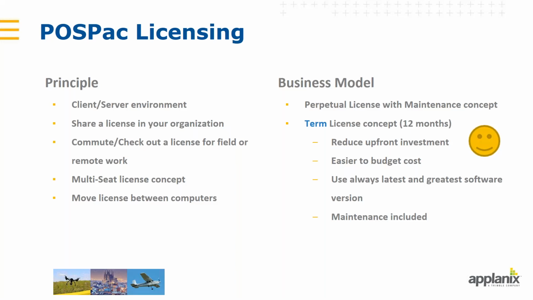POSPac licensing. So the principle that we support here is a very famous network license concept, which is also known as a concurrent license. So that works in a client server environment, and you can share your license within your organization. You can also commute or check out a license for any field work or remote work where you don't have any access to your server, so to your IP range, for instance. And if you have any field work, just get it on your laptop, you go out to the field, and you can work there. It also supports multi-seats.